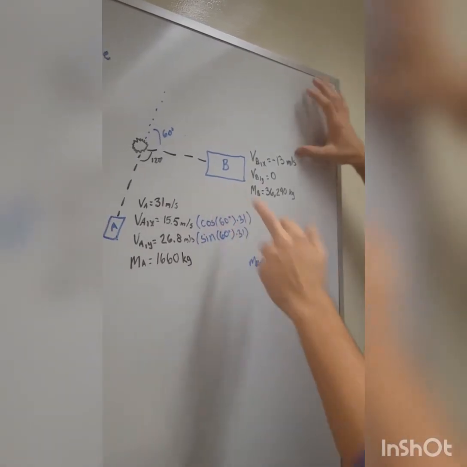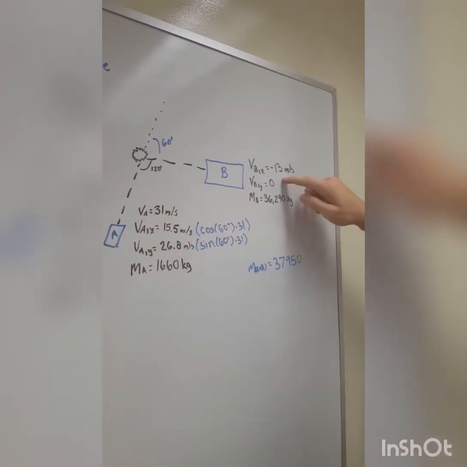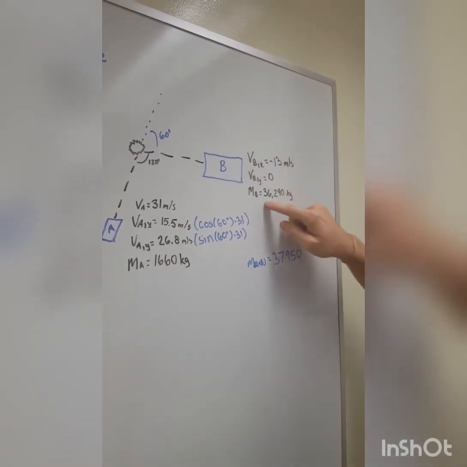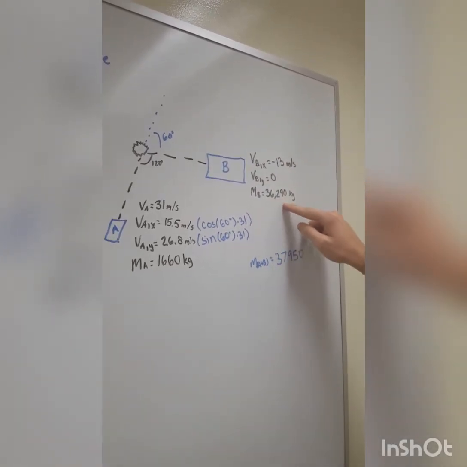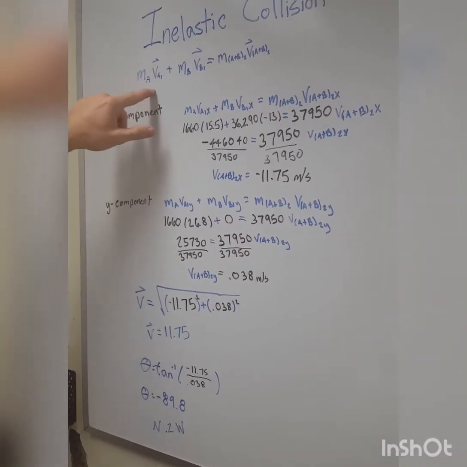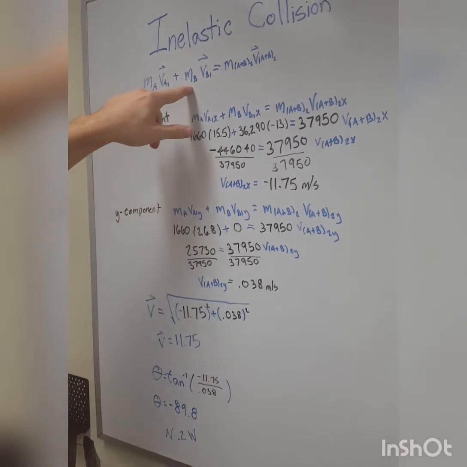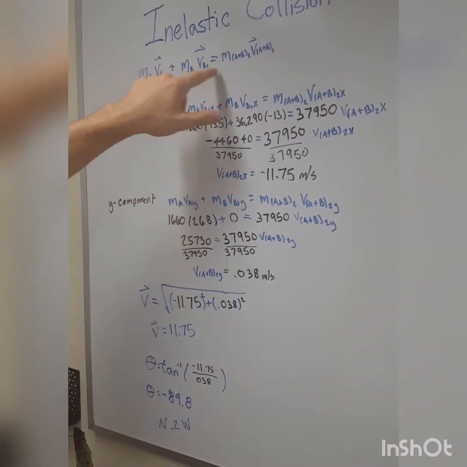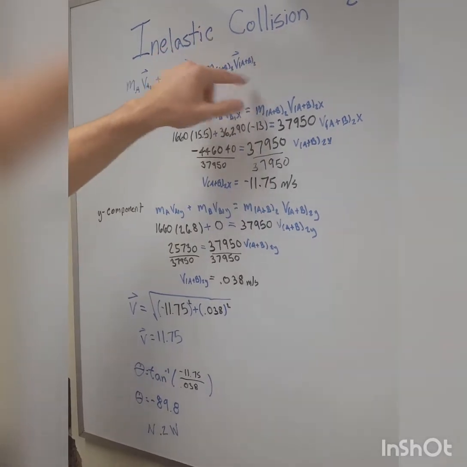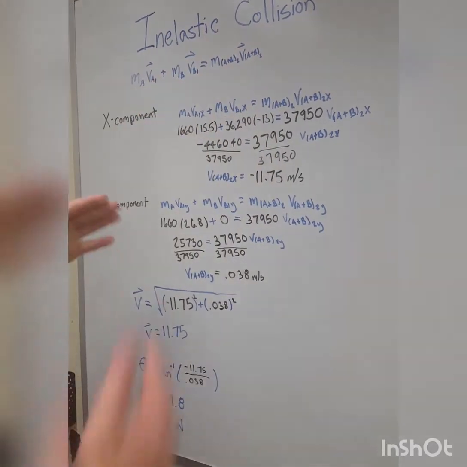For car B, it's going to be going left, so it's going to be negative 13 meters per second. It's not going in y, so it's going to be 0, and our mass is going to be 36,290. So the equation we're using is mass of car A and velocity of car A plus mass of car B and velocity of car B equal to the mass total of A and B, and then we're going to look for the velocity of the total after they collide.